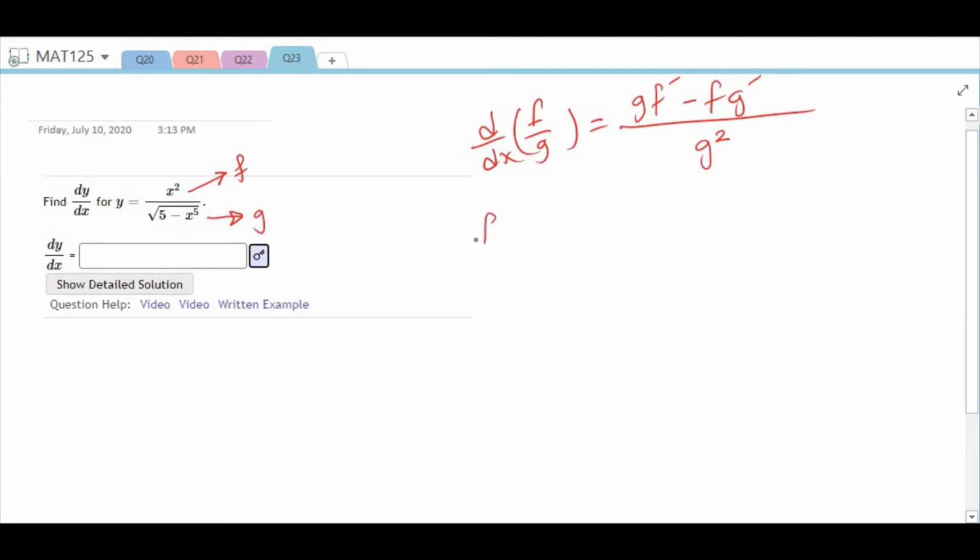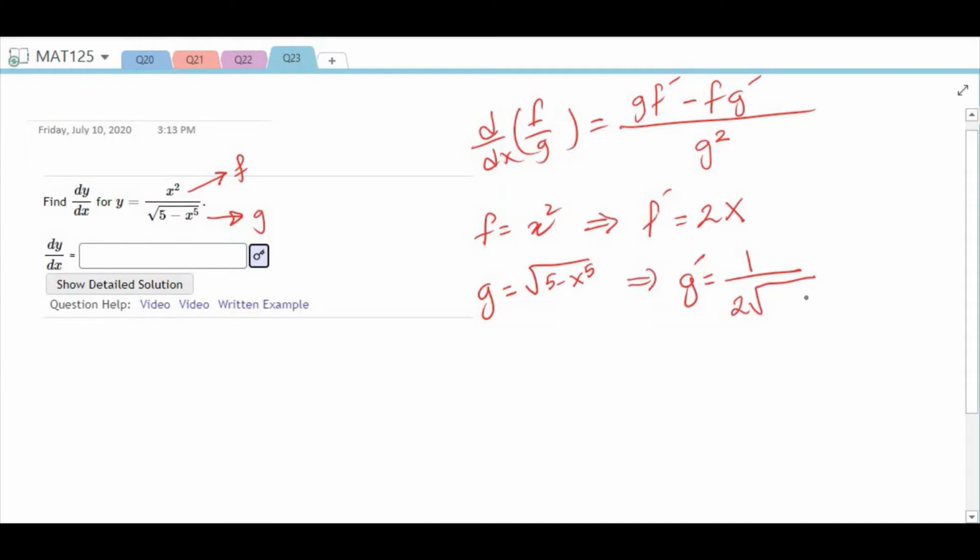In our case, f is equal to x squared and g is equal to the radical. It's easy to find the derivative of f, f prime, which is equal to 2x. G is a radical that requires us to use the chain rule. So g is equal to the square root of 5 minus x to the fifth. We know that the derivative of a square root is 1 over 2 times the square root of whatever is inside, so 5 minus x to the fifth here.